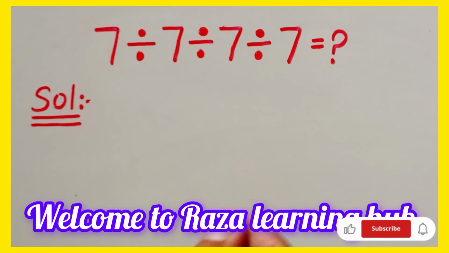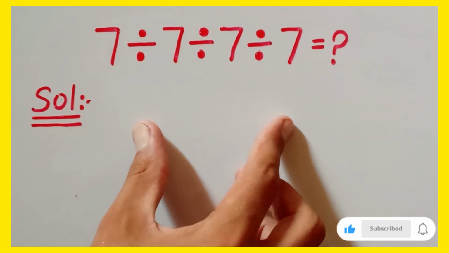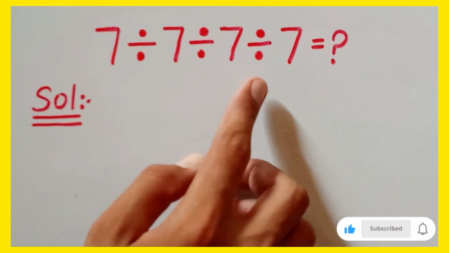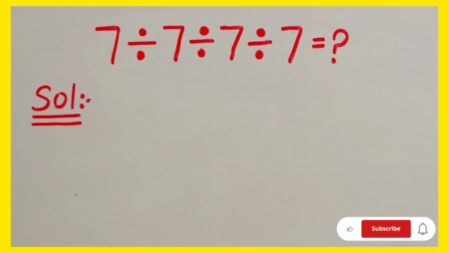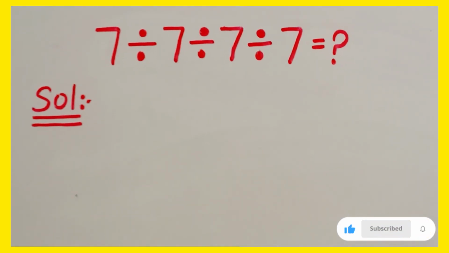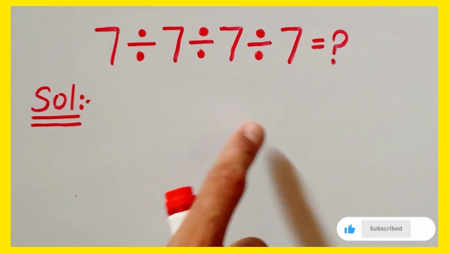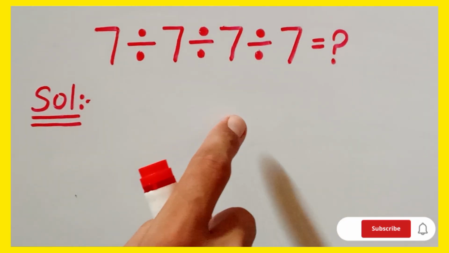In this video we will find the value of this expression, which is 7 divided by 7 divided by 7 divided by 7.